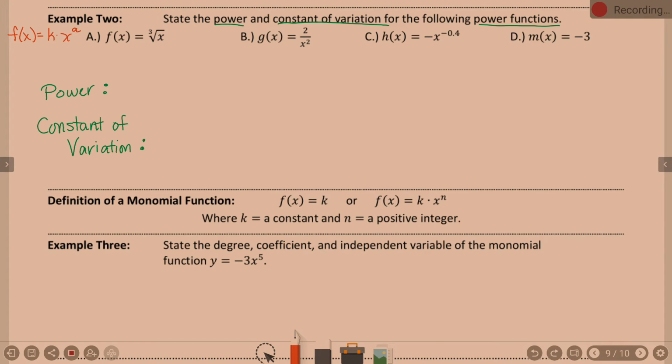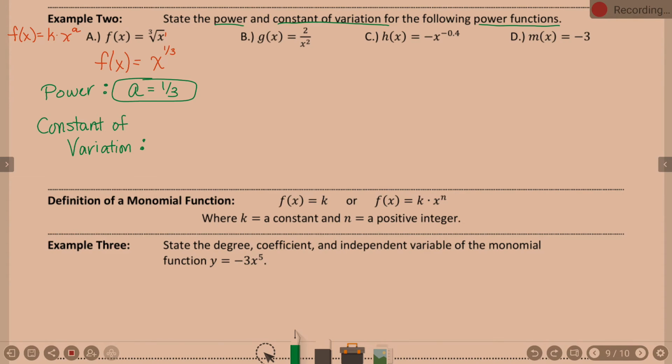The power would be 1. Not fully. 1/3. Can we really think about this as a power function quite yet? Is this of the form k times x to the a? Not yet. I would rewrite this and think of this as f of x equals x to the 1/3. There is a power of 1 on the x, but we need it as x to some power without that radical in there. So that is going to make my power 1/3, and that is my a value. So I'm going to say that a is 1/3.